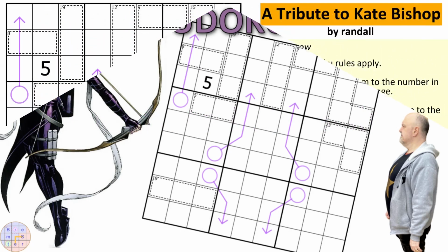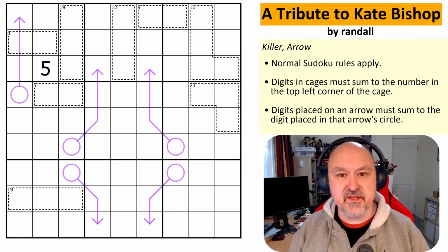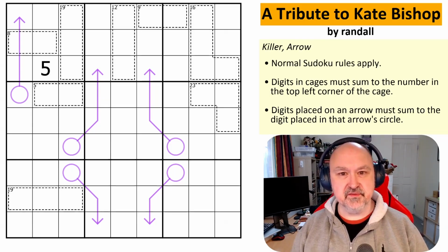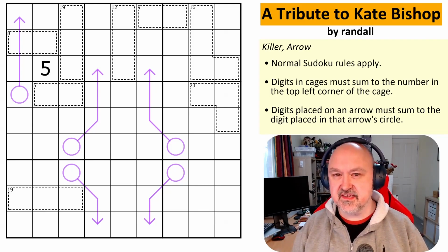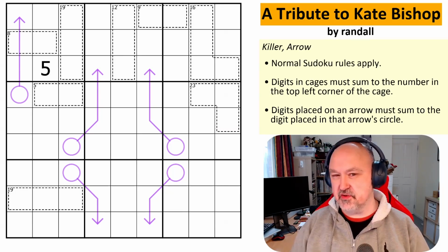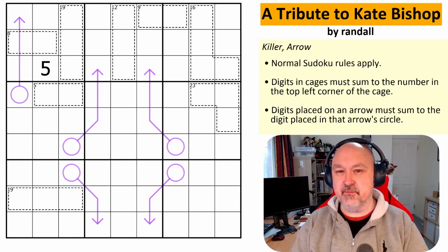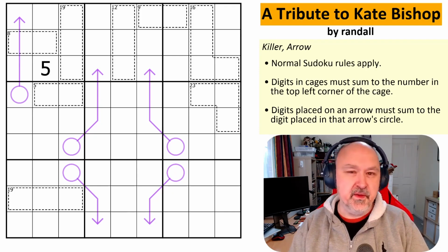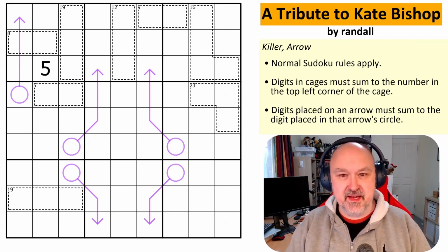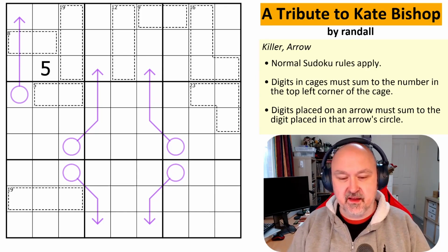Good afternoon, everyone. This is Bremster, and today I'm coming to you with a puzzle by Randall called A Tribute to Kate Bishop. This was a puzzle that Randall submitted using my new submission guidelines, and he didn't tell me which Kate Bishop he was making a tribute to, so I'm going to assume it's Kate Bishop, the Hawkeye. Hence the arrows being purple, because that's Kate Bishop's colour.